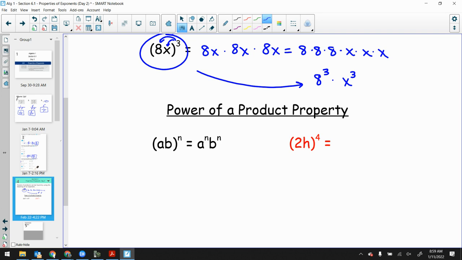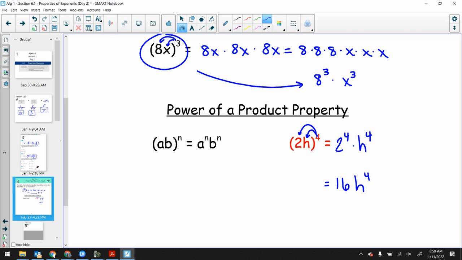If you've got an exponent on a parenthesis, and there's multiple things going on inside that parenthesis, you just distribute that power to each piece. So this would be a to the n times b to the n. Just give that nth power to each piece inside that parenthesis. So for example here, this is like saying 2 to the 4th times h to the 4th. And then we could just finish that out by saying, well, 2 to the 4th is 16. 16h to the 4th. And then that would be done.